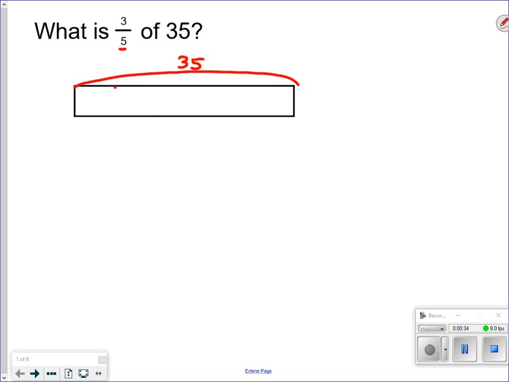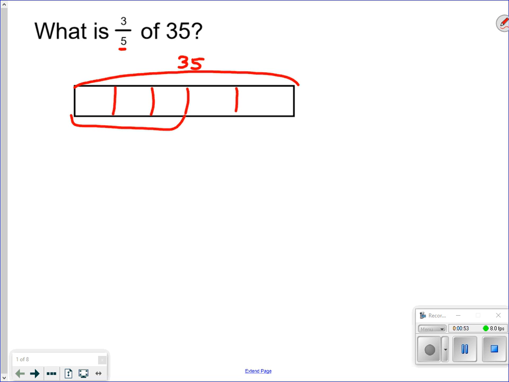So 2, 3, 4, and 5. I need 5 sections. Now what they want to know is not what is 1/5, but what is 3 sections of the 5.